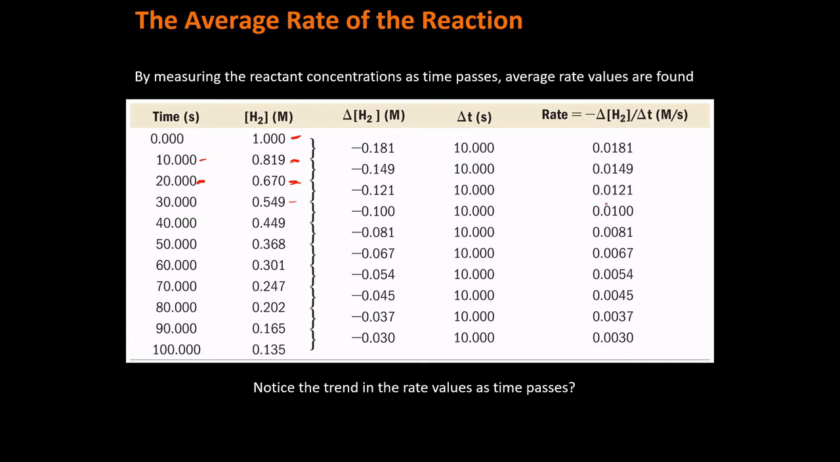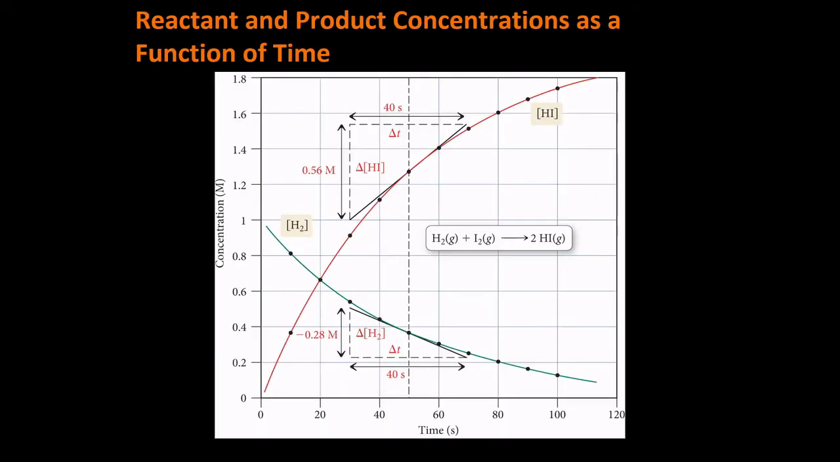So one thing that we'd like to notice here is that when we calculate the rate for this reaction, and we look at the rate starting at the beginning as the reaction proceeds, hopefully you can see here that the rate is gradually getting slower and slower. This is going to be the case for every single reaction that we come across.